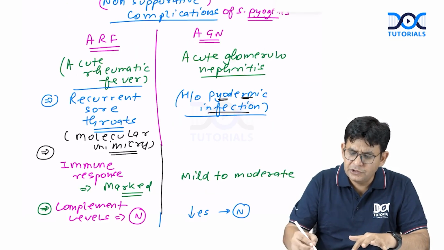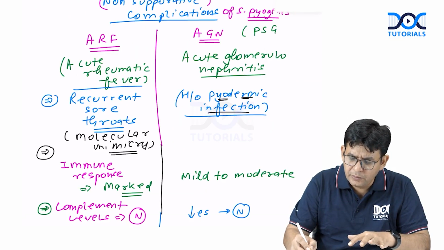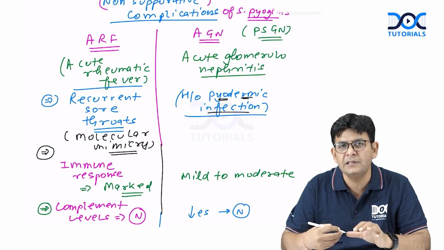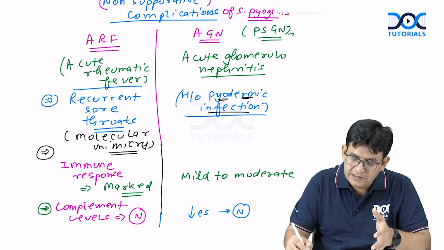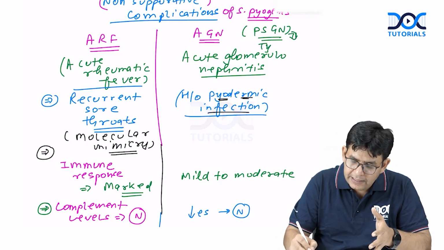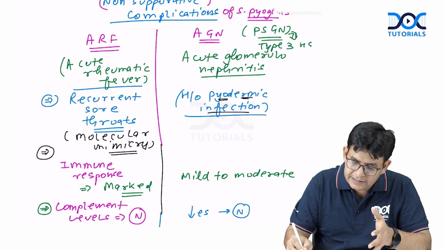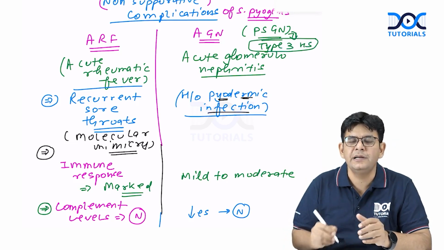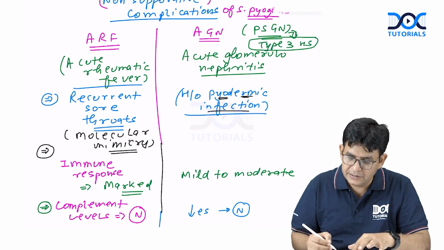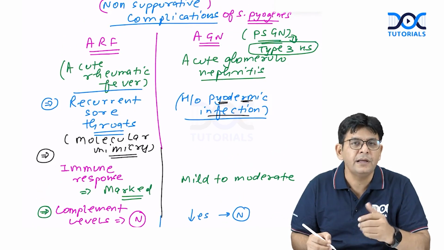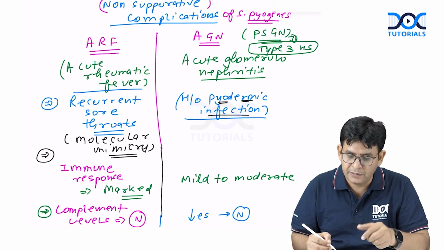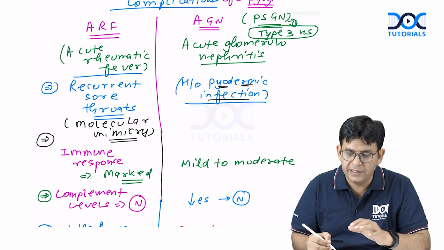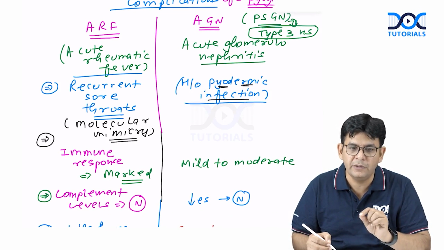And this is a favorite question: post-streptococcal glomerulonephritis is which hypersensitivity? Basically immune complexes are formed in this, so this is a type 3 hypersensitivity, guys. And what is type 3 hypersensitivity? Immune complex mediated. That is type 3 in post-streptococcal glomerulonephritis.